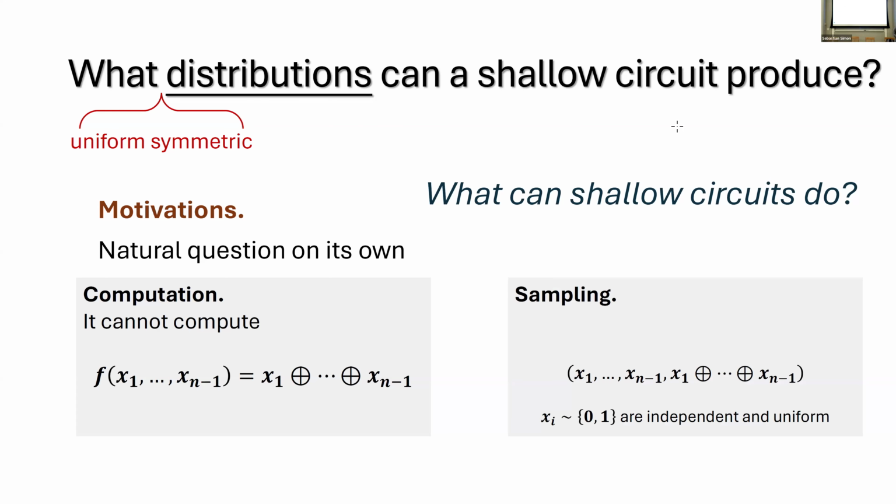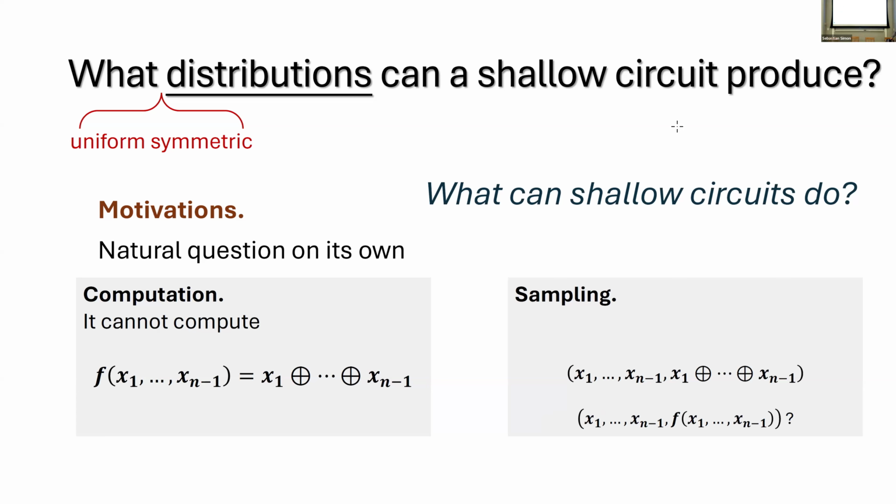On the other hand, we can study the sampling problem, the sampling power of shallow circuits, and the distribution we want to study is naturally induced by this computational task. So we want to sample this distribution: the first n-1 bits are unbiased, independent bits, and the last one is going to be the parity of the first n-1. You can see this is a natural distribution to study given the computational task. And by writing it this way, you get a direct way to sample from this distribution. That is, you first sample n-1 unbiased coins, then compute this function and put the evaluation value as the last output bit. So this is a direct computation-to-sampling reduction.